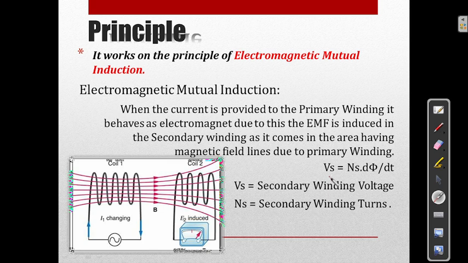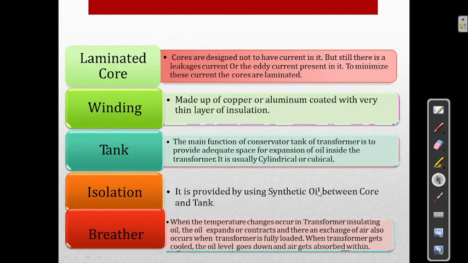The formula for that is Vs equal to Ns into d phi by dt, where Vs is the secondary winding voltage and Ns is the number of secondary winding turns. See here, this is coil 1 and this is coil 2. If you give the supply to this coil, then EMF will be induced over here. This is called electromagnetic mutual induction.